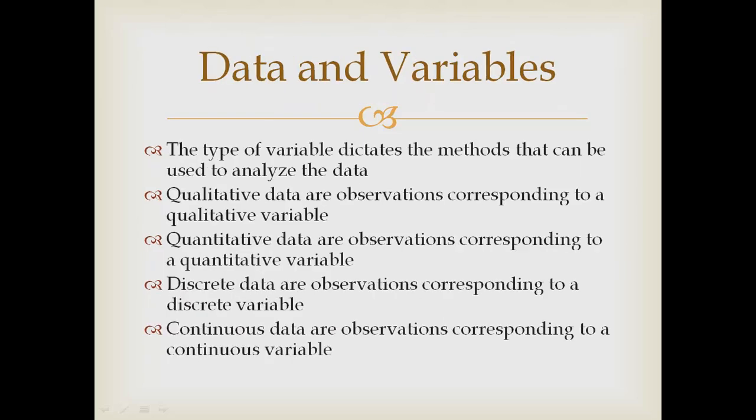Now, data and variables. The type of variable dictates the methods that can be used to analyze the data. Qualitative data are observations that correspond to a qualitative variable. Quantitative data are observations that correspond to a quantitative variable. Discrete data are observations that correspond to a discrete variable. And continuous data are observations that correspond to a continuous variable.